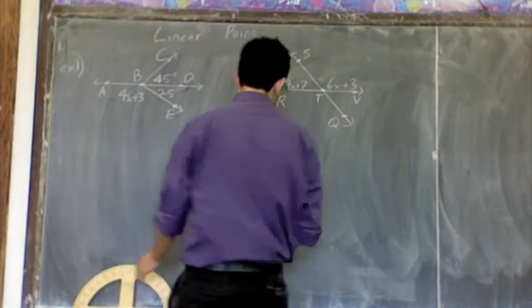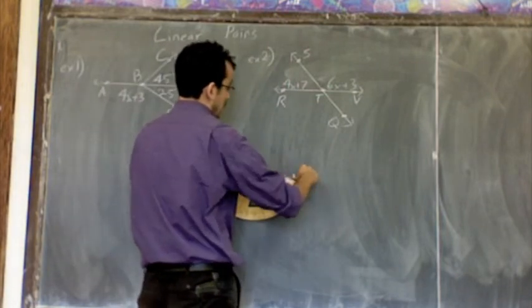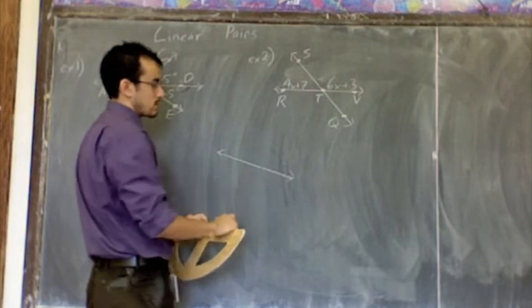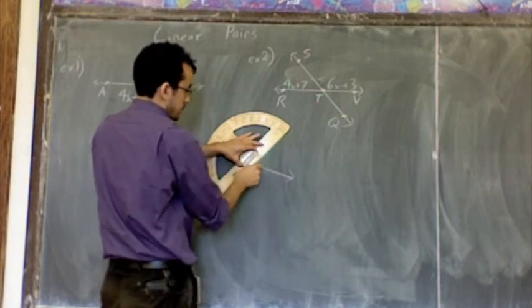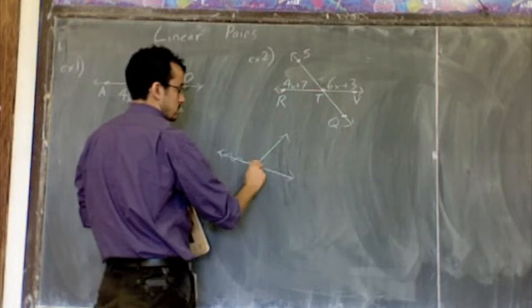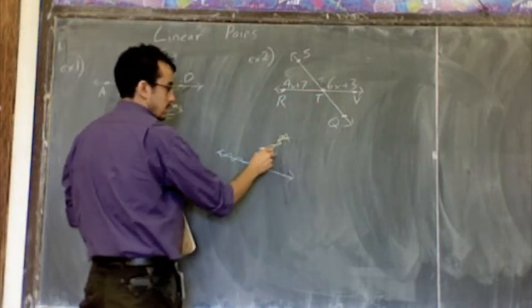So for instance, if you wanted a quick diagram of that, you have to have a straight line. It could be a line segment too, but this one has arrows, so it's a line. And it has to have a ray coming out of it. Basically the idea is that you've got one angle here that we see in blue, and you've got another angle here that we see in orange.